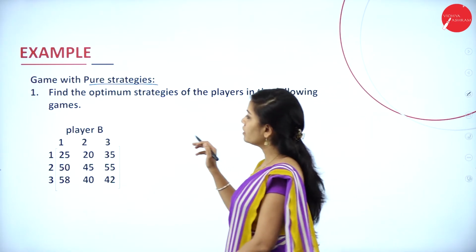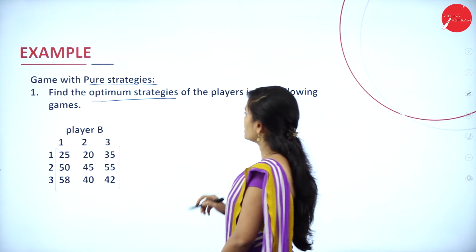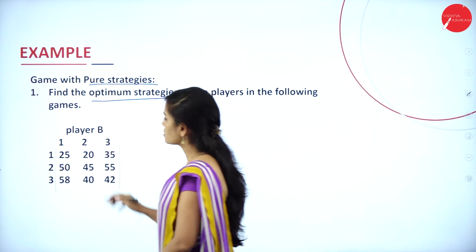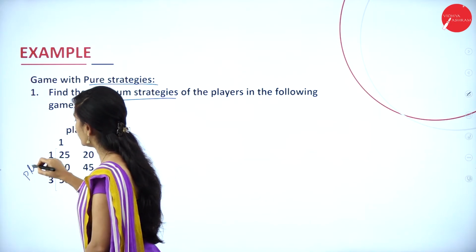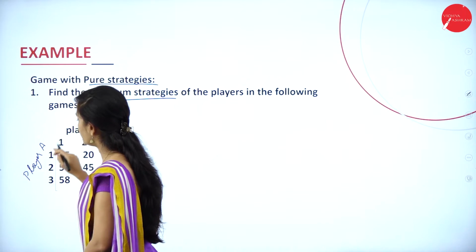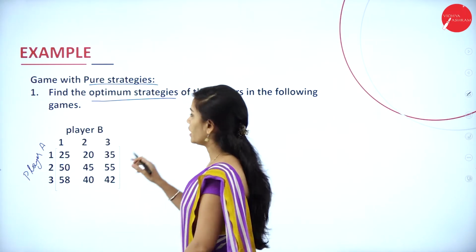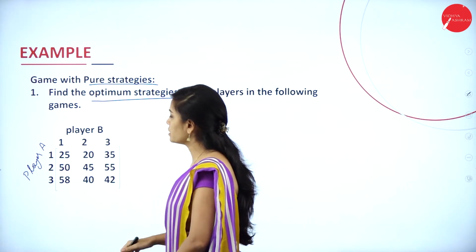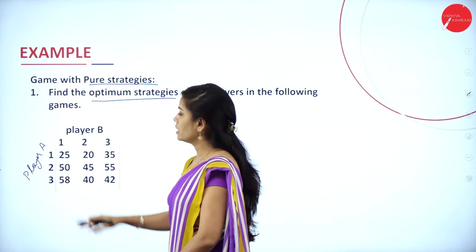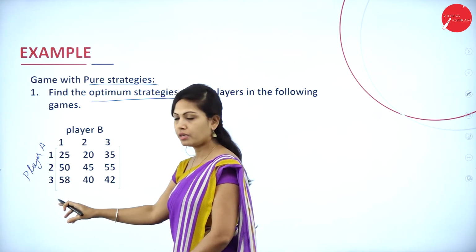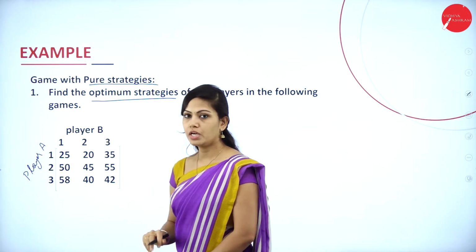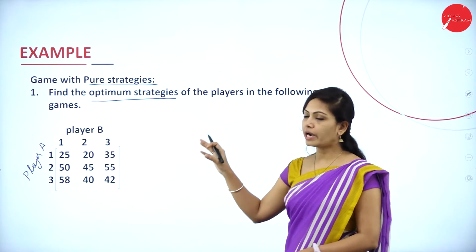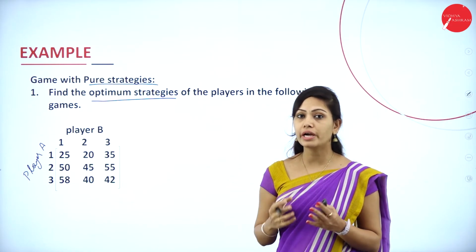Here, find the optimum strategies of the players in the following game. We have two players, player A and player B. We have one game, so here you have to observe the matrix. It is a 3 cross 3 matrix, right? For player A, I have strategies 1, 2, 3 and for player B, I have 1, 2, 3. Here you have to find the optimum strategy, that means you have to find the saddle point.